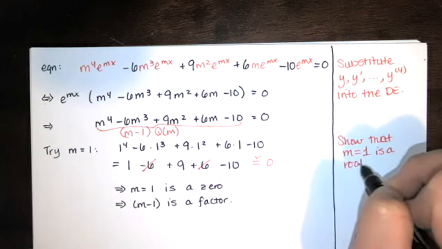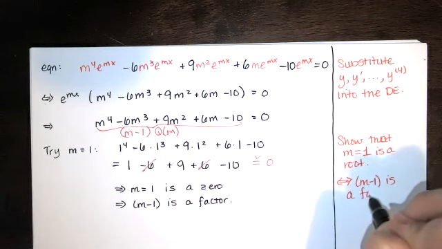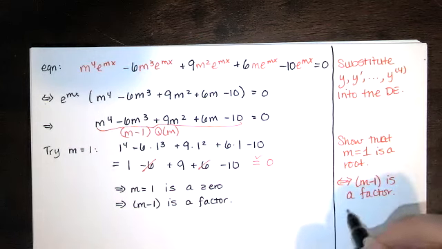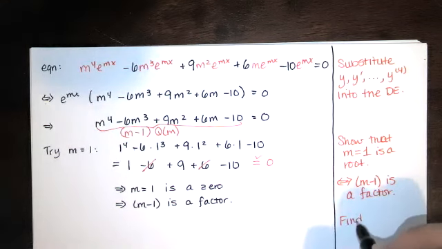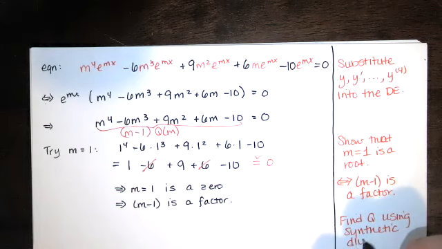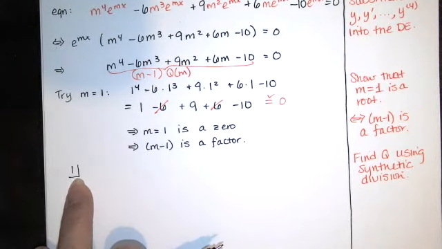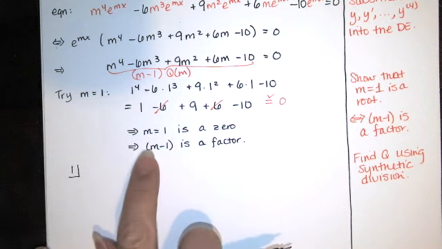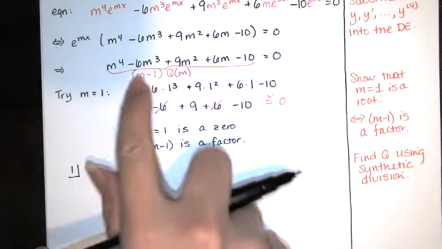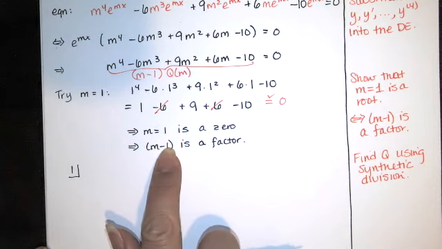So in this case, I just showed that m equals 1 is a root, which meant that m minus 1 is a factor. And now we want to factor that out or divide that out. We're going to find Q using synthetic division. Okay, now the way synthetic division works is you put the value of the root in the box over here. So if you're dividing this by m minus 1, you put whatever you get when you set this equal to 0 and solve for m in the box.